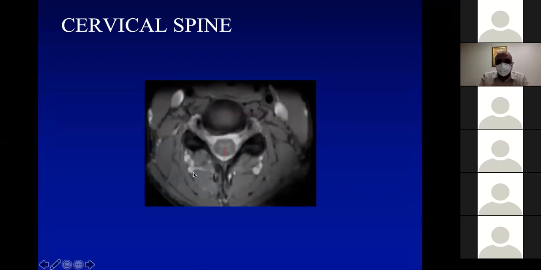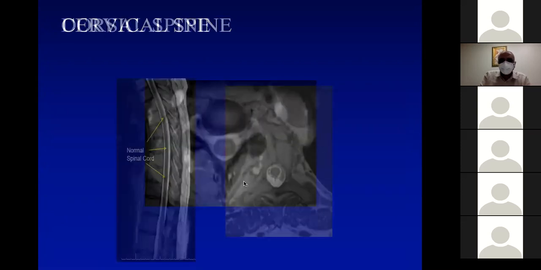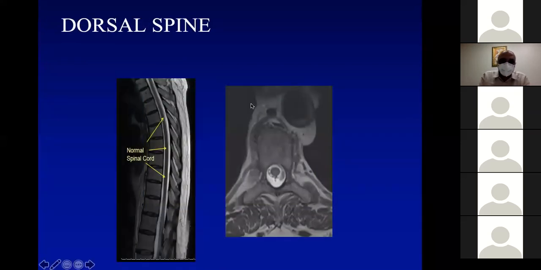This is a blown up image. And you could see that these are the exiting nerve roots. This is the lamina, and this is the spinous process. And in the center, it's the spinal cord. In the thoracic spine, you could see the spinal cord very nicely. Vertebral bodies are all well aligned, and similar sort of thing as the vertebral body of the cervical region.